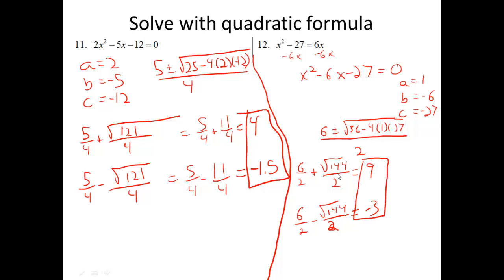Now again, we could achieve that answer by factoring. X squared minus 6x minus 27 is equal to 0. That is the same as x minus 9 and x plus 3. Set each one of those equal to 0. And you'll see that you'll come up with the same answers of 9 and negative 3, as we saw for x right there.